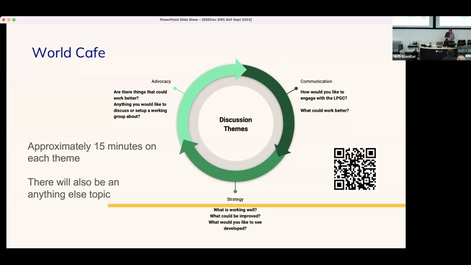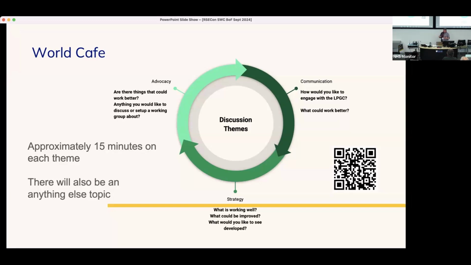In terms of advocacy, are there things that could generally work better for you as a community with carpentry? So we have this feedback, and anything you would like that you think should be a community discussion, or that you think we should set up a working group about. Okay, so those are what I've got as question primers.